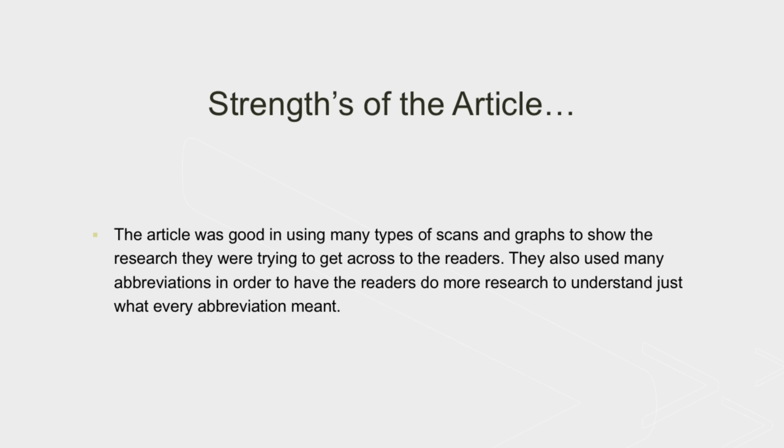We believe some of the strengths of this article was the fact that the information and data was very easy to understand for readers. They also incorporated the use of abbreviations in their reading, forcing the reader to do extensive research to understand the article more.